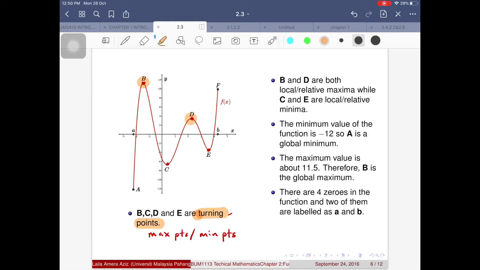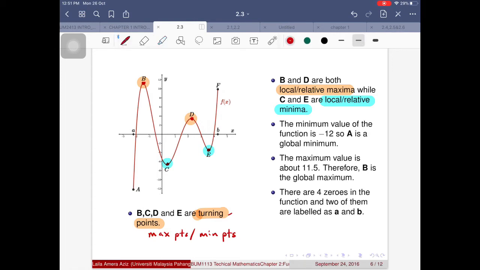Okay, so B and D, these two, are high points. They are called the local or relative maxima. And on the other hand, C and E are minimum points. They are called local or relative minima. So those are minimum points.